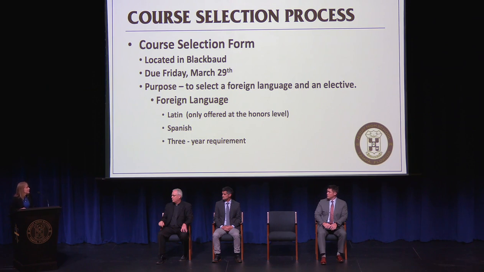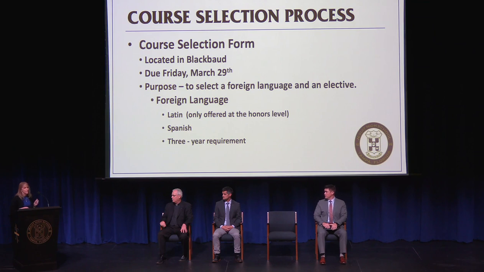For foreign language, as I said, Latin and Spanish. Latin is offered at the honors level only. Doesn't mean we'll keep your son out of it. It's just kind of an alert to you that this will be a more rigorous course, and you might want to have a discussion with him about the higher standards for that particular course.